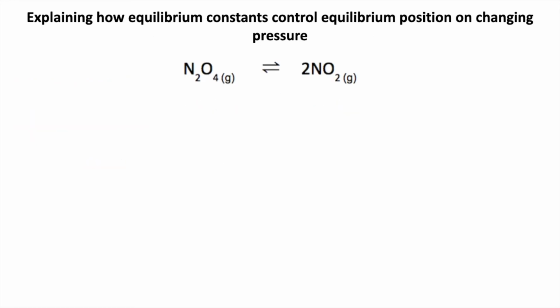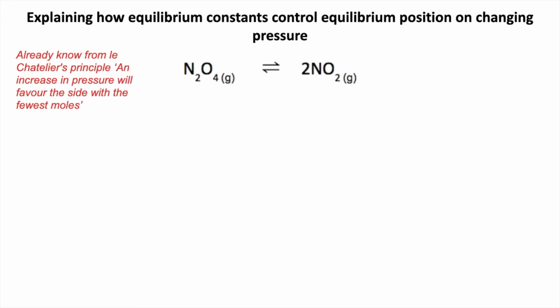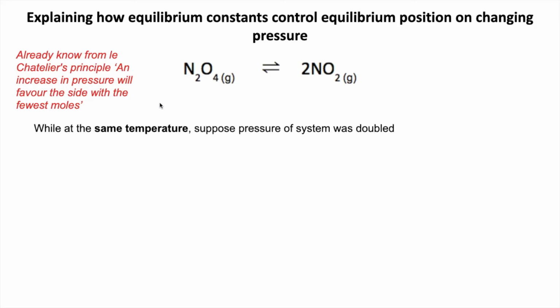So if we look at pressure now, it's the same equilibrium as before. So we know from Le Chatelier's principle an increase in pressure is going to favour the side with the fewest moles. So we know this one's going to go backwards. So how are we going to explain that one? So let's suppose at the same temperature the pressure of the system is doubled. There's your Kp expression for this equilibrium.